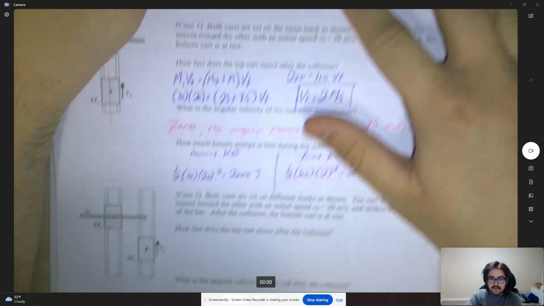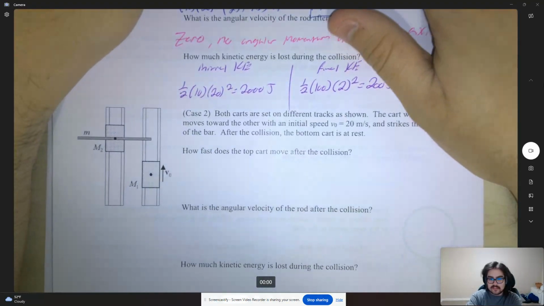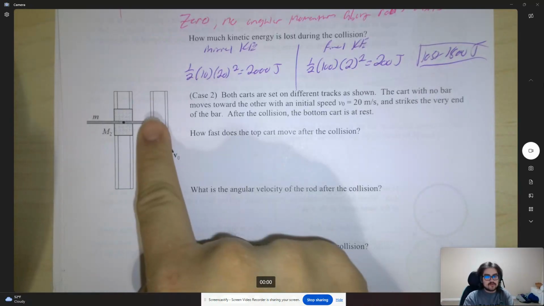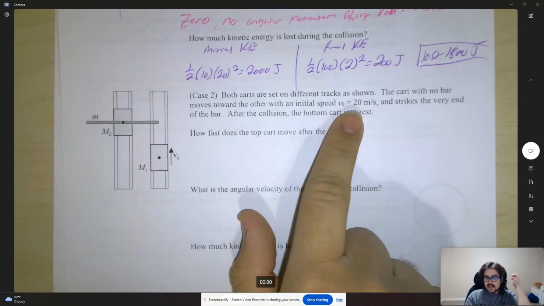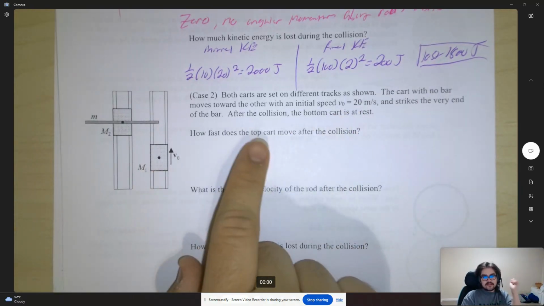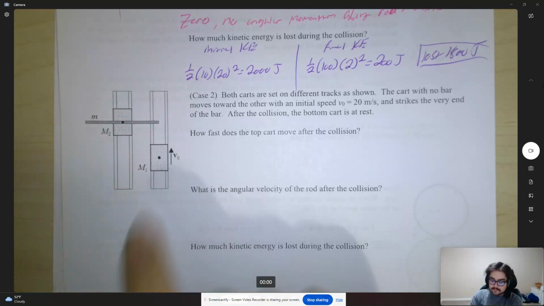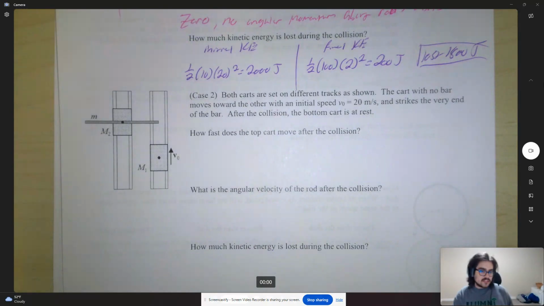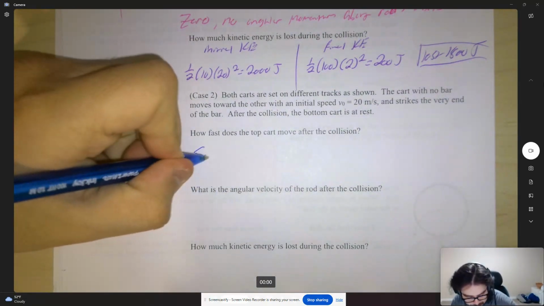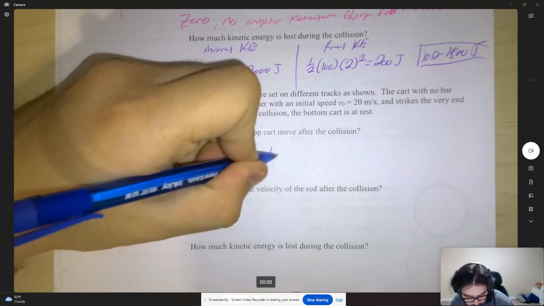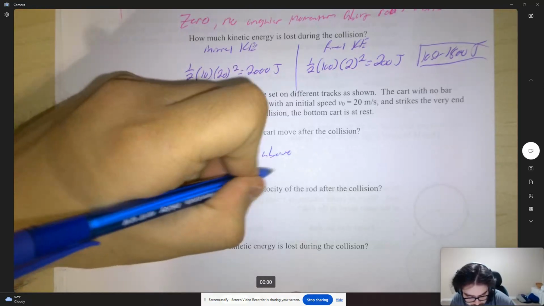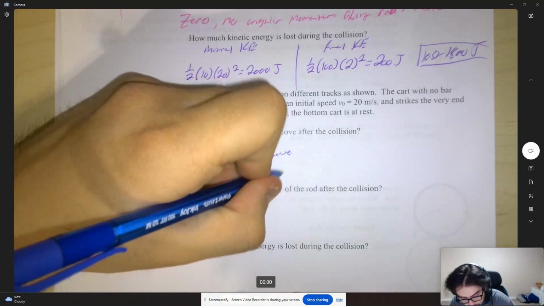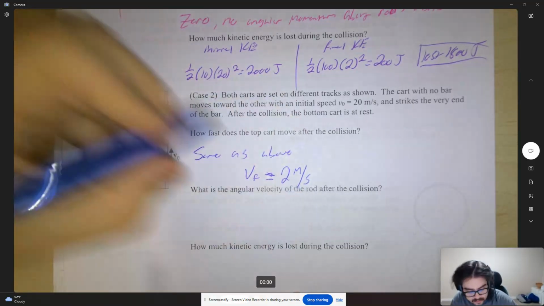In case 2, now both the carts are on different tracks. The cart with no bar moves towards the other with this initial speed. It strikes the very end of the bar. After the collision, the bottom cart's at rest. How fast does the top cart move after the collision? It's actually going to be exactly the same as above, because your linear momentum is not changing. So v final would be equal to 2 meters per second.